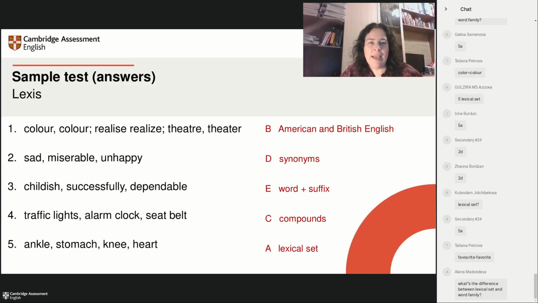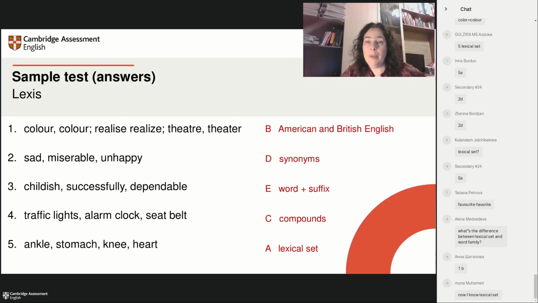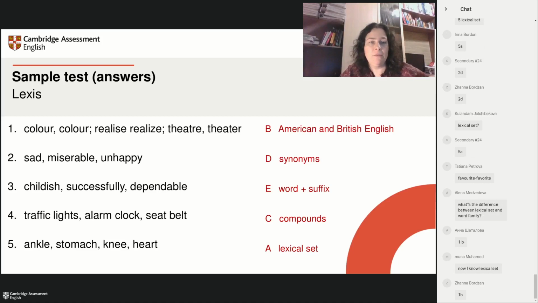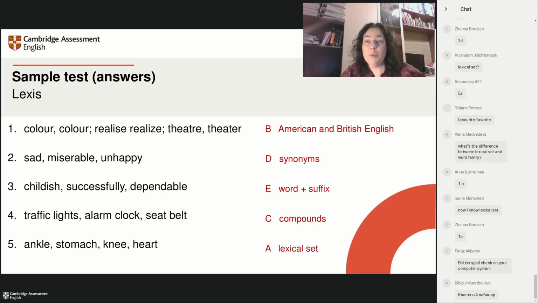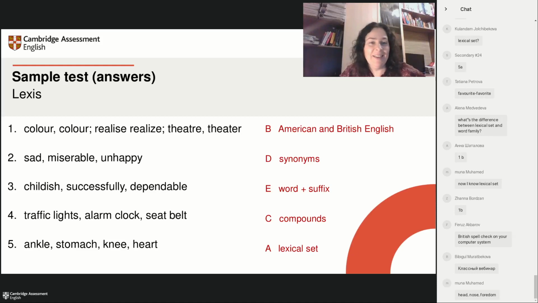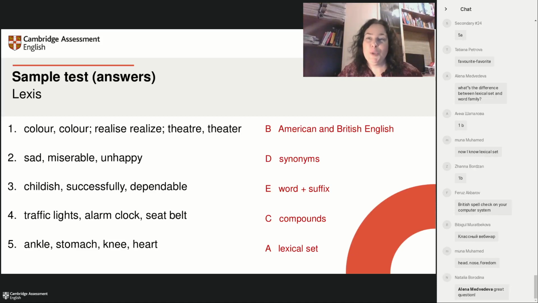A lexical set is a group of words on the same topic. So here we have ankle, stomach, knee, heart, parts of the body, something like that. Good. Okay, you know what? Doing some sample tests can help you become aware of some of the terms. Yeah, exactly. Oh, thank you. If you like it, I'm really grateful for a good word.